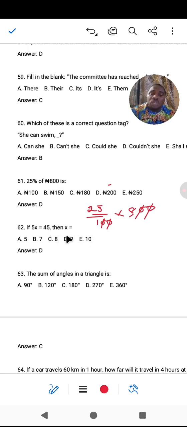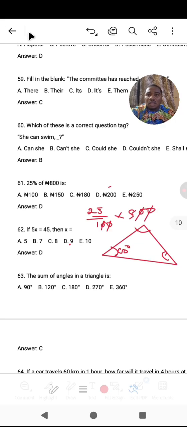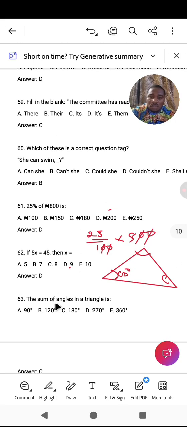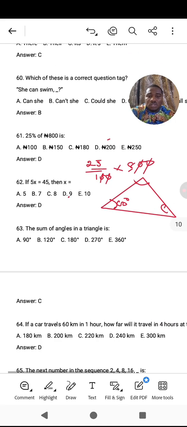Intuitively, without knowing mathematics, what will you multiply by 5 to give you 45? Everybody knows it's 9. So some of these questions, you just know the answer by looking at the question. The sum of angles in a triangle is definitely 180. And if you can't remember anything, just remember the equilateral triangle. Every angle is 60, right? 60, 60, 60. If you add them up, it is 180. So any triangle at all, the interior angles are definitely going to give you 180.